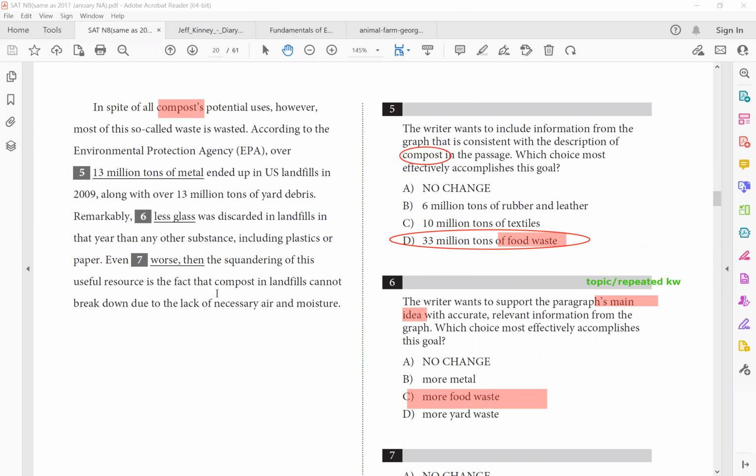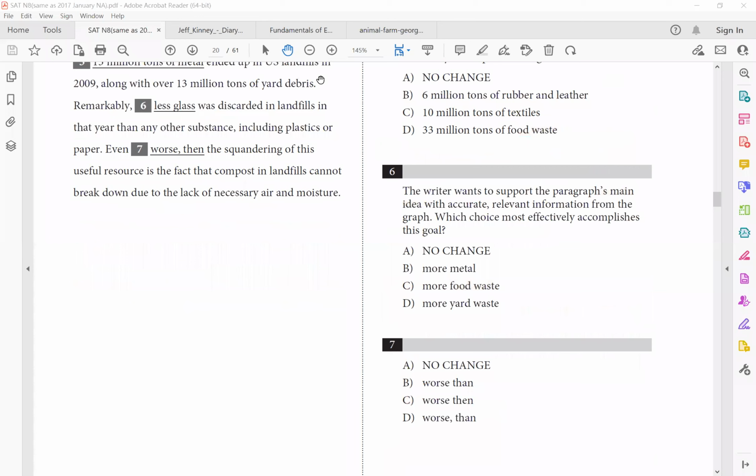Even worse than, so I hope by now you know that for comparative better, worse, ER, or more, they need to be paired up with THAN. So A and C are wrong, and you never use comma in between. So it has to be B.